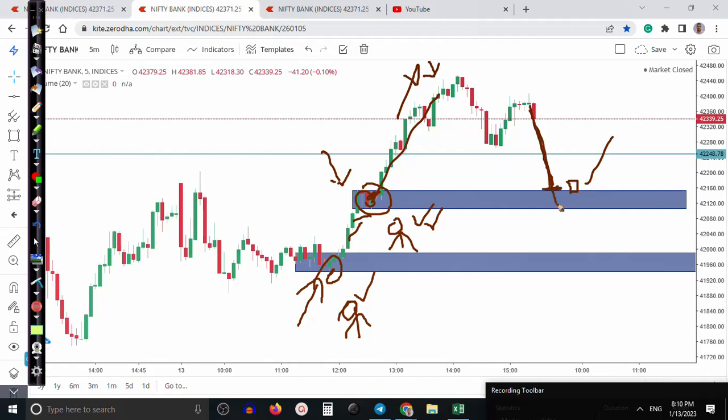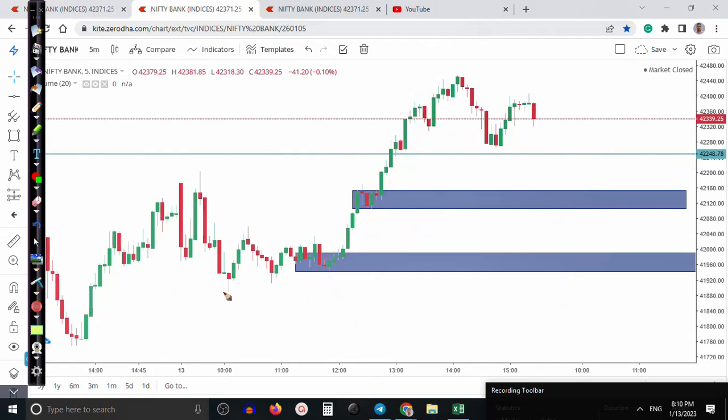If price breaks this level, we'll wait for this level. Our sell level will be below today's lower point. So where is today's lower point? Somewhere here. Once price breaks this lower point, we'll go for short. Otherwise, we are focusing on the buy side only. Now the question is, if price opens in between this area, that is fine. But if price opens gap up, what will we do?